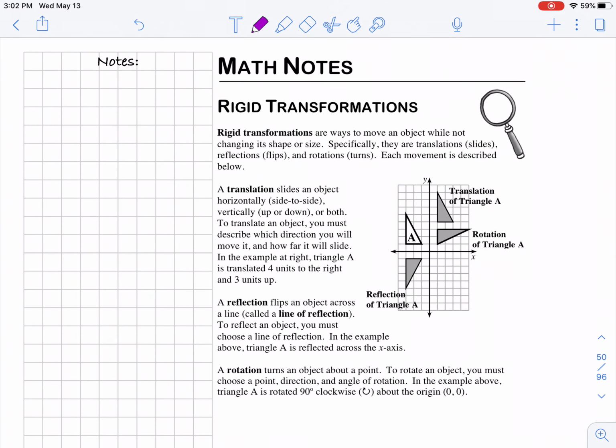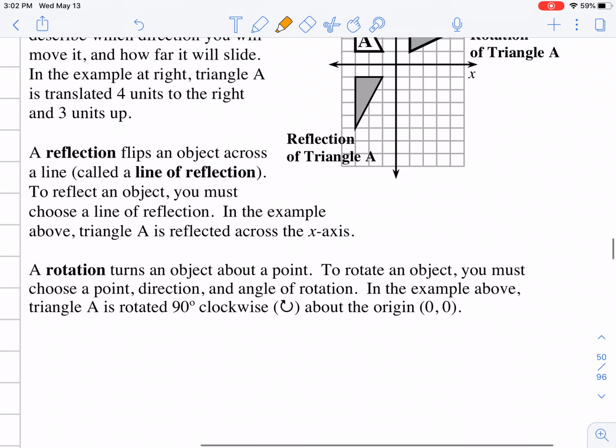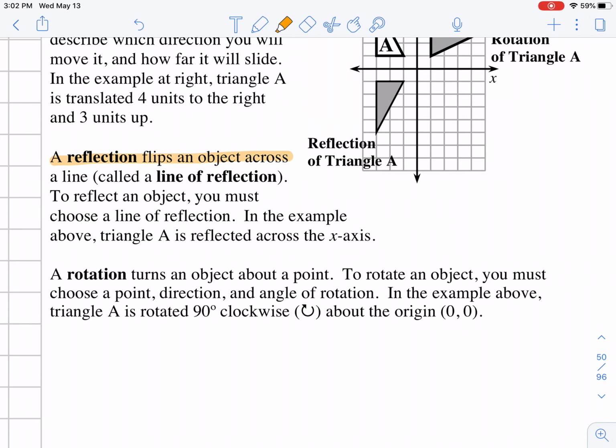All right, the next topic we're going to take a look at is called rigid transformations. It says rigid transformations are ways to move an object while not changing its shape or size. So that's important. When we move a shape, we're not changing it. Specifically, they are translations. A translation slides an object horizontally side to side or vertically up and down, or both. Or it could be a reflection, a flip across a line called a line of reflection.